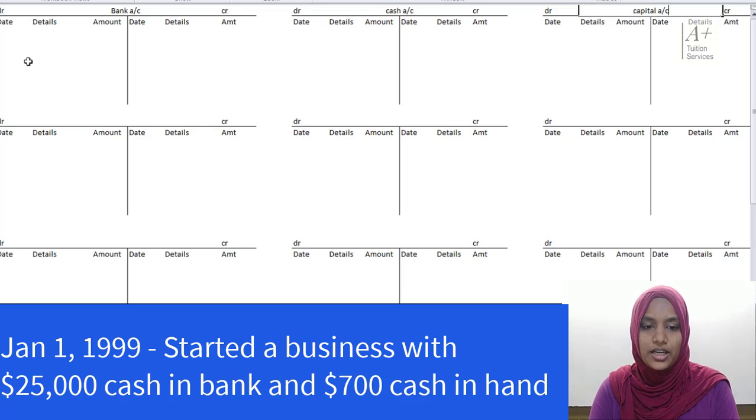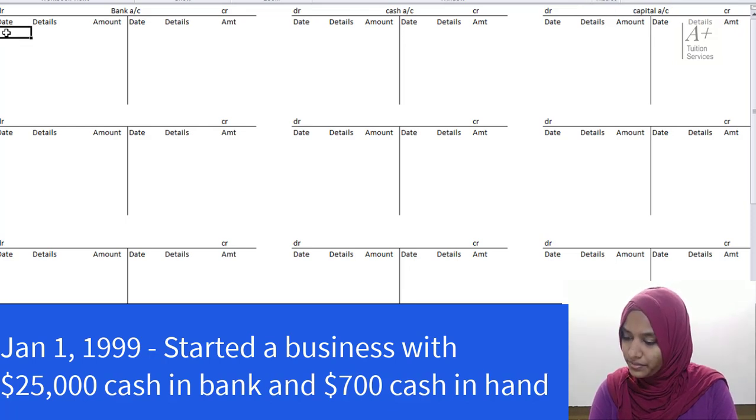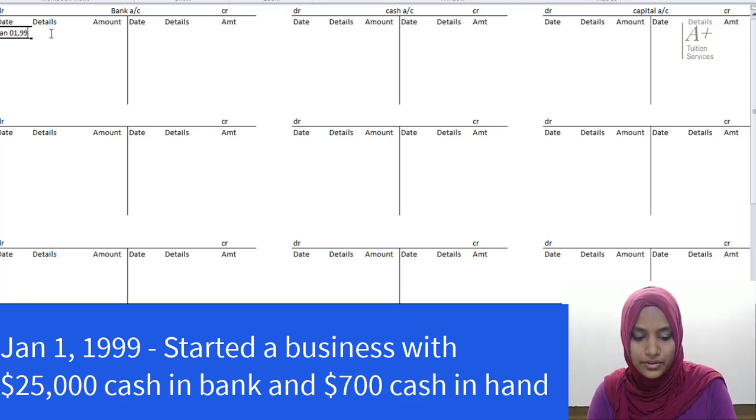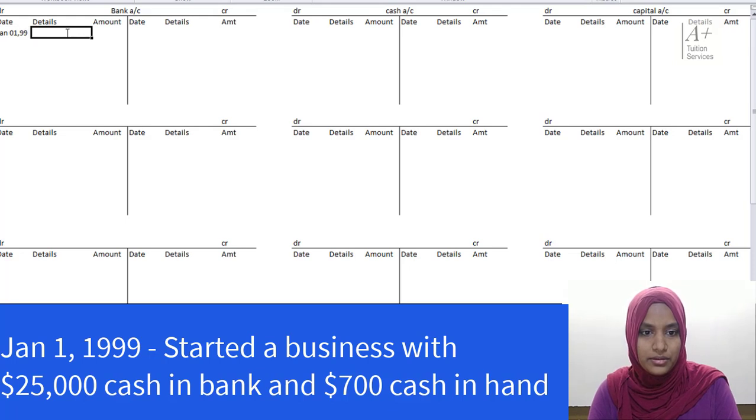The transaction has January 1st, 1999. We could just put 99, just to keep it short. Remember, your date is important. In my details column now, I'm going to put capital, and the amount for bank is going to be $25,000.